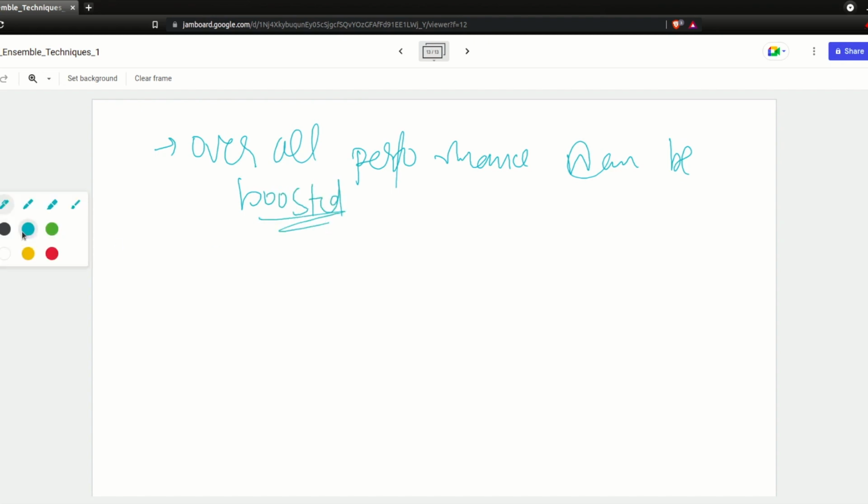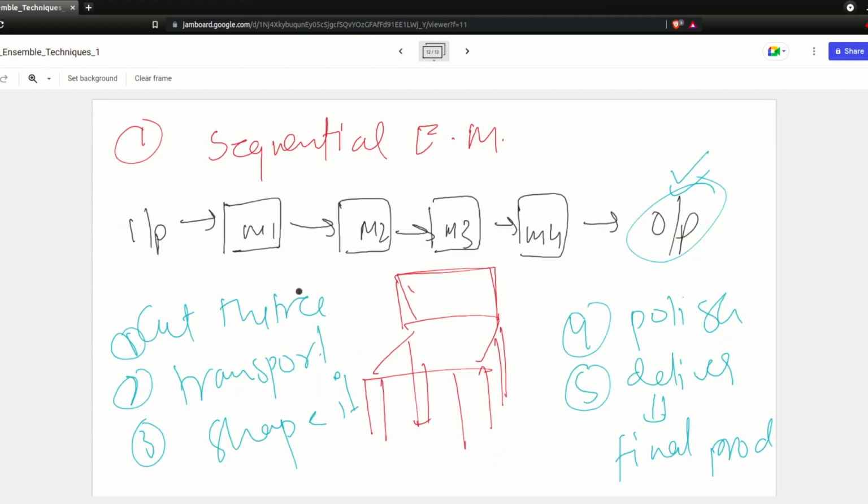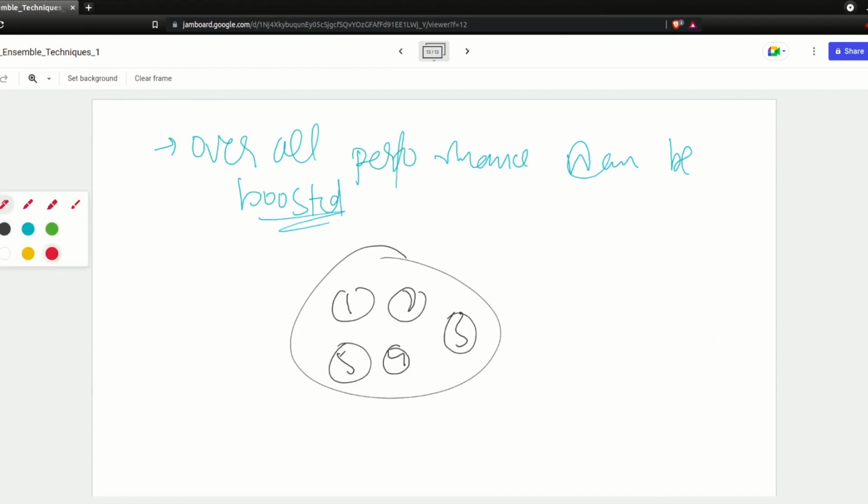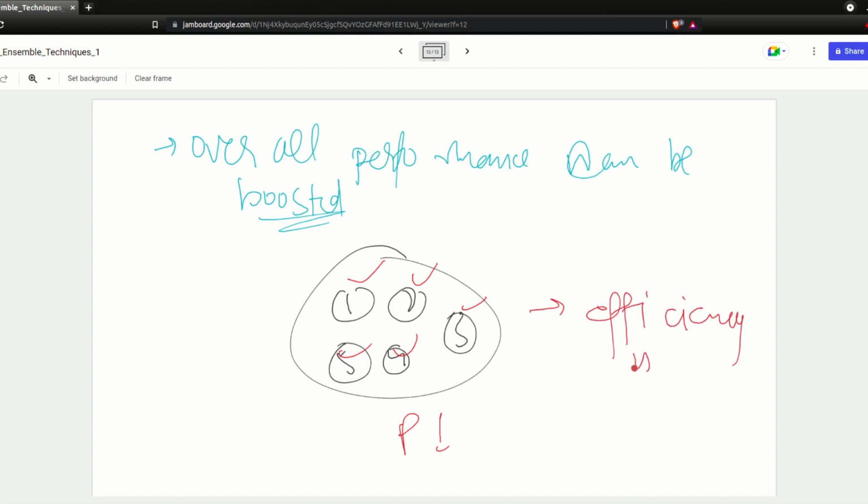Let's say all these 5 steps, 1, 2, 3, 4, 5, were to be done by a single person, P1. What will happen is that the same person will go fetch that board, transport it, shape it, polish it, and so on, and that will obviously reduce efficiency, because it's so much work to be done by a single person. So this doesn't make it efficient.